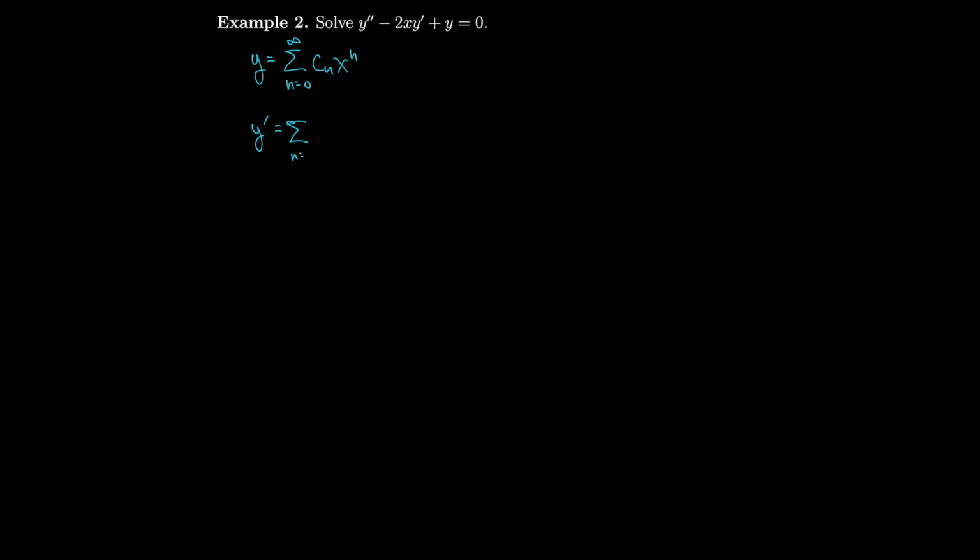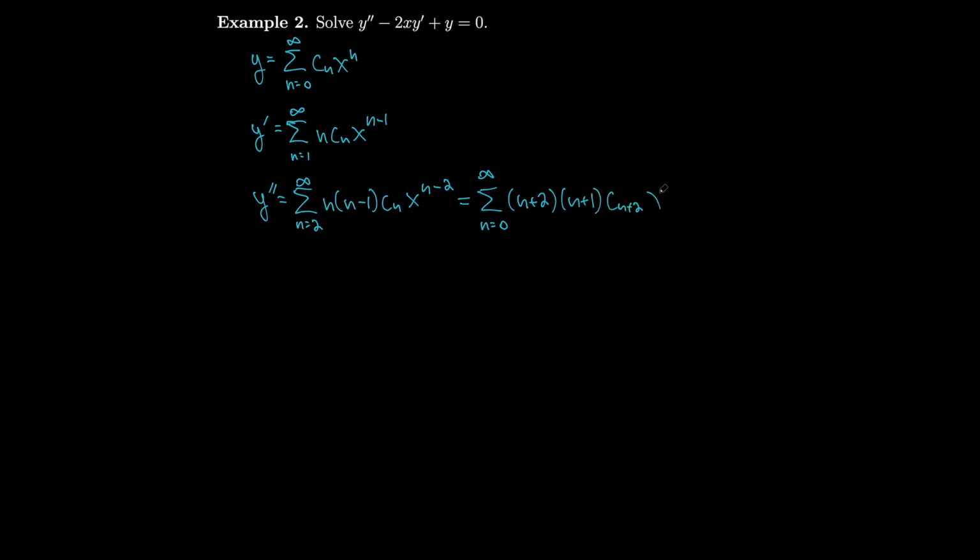and we'll get that that's the same as before, the sum from n equals 1 to infinity of n times cn x to the n minus 1, and y double prime, as before, is the sum from n equals 2 to infinity of n times n minus 1 times cn x to the n minus 2, and as before, we'll make our change of variable to start at 0. We'll just replace n with n plus 2, and we get n plus 2 times n plus 1 times Cn plus 2 x to the n.